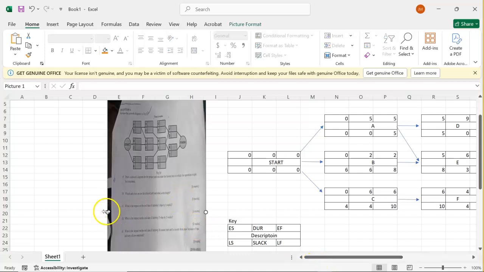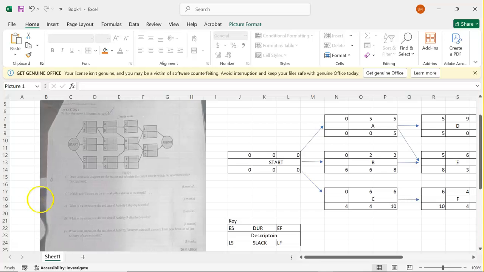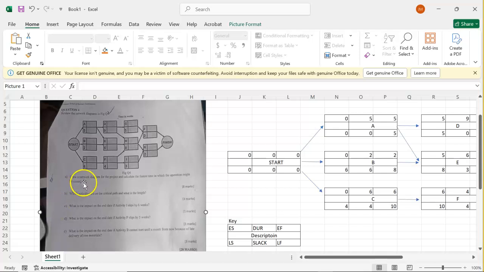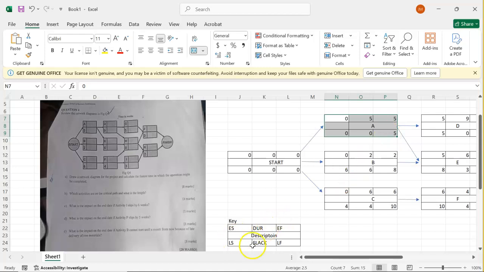And then the other question was asking which activities are on the critical path and what is the length. So the projects that are on the critical path are where the slack is 0. That's the project that is on the critical path. So we have A, where there's a slack of 0. That's where the critical path is. So we have A, we have 0 there, it is on the critical path.